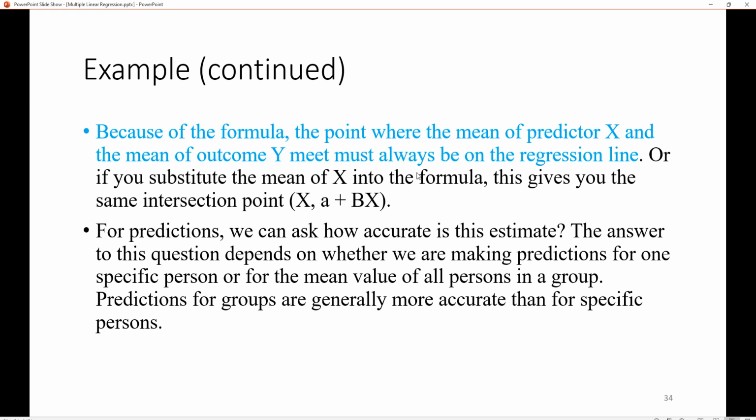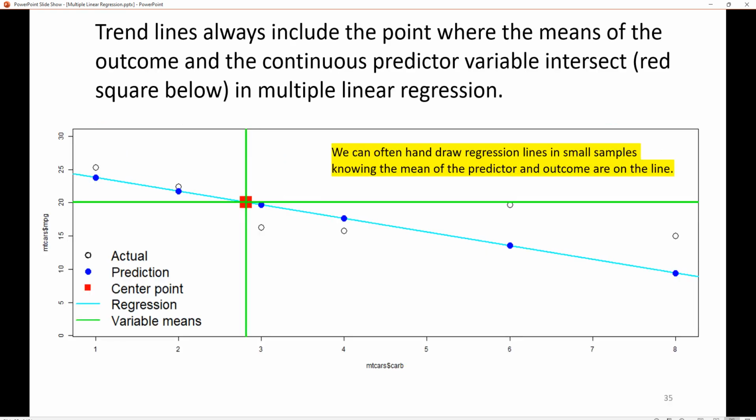And because of the formula, the point where the mean of our predictor x and the mean of the outcome y meet must always be on the regression line. So the mean of x and the mean of y, where they intersect, will always be on the regression line. So we see that trend lines always include the point where the means of the outcome and the continuous predictor variable intersect. We see that in the red square below.